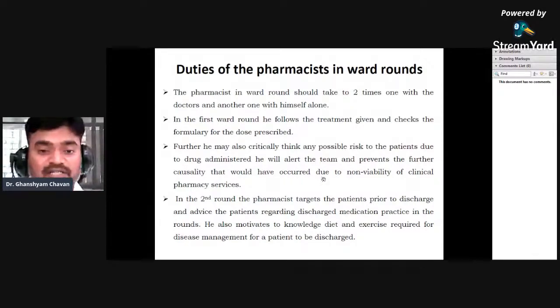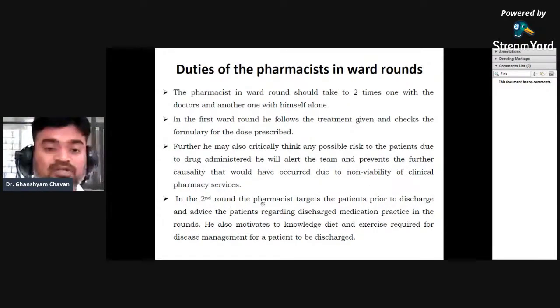Further casualties would have occurred due to the non-availability of clinical pharmacy services. And if there is no smart pharmacist available, only physicians, it can lead to the death of those patients. So the smart clinical team must have pharmacy services.